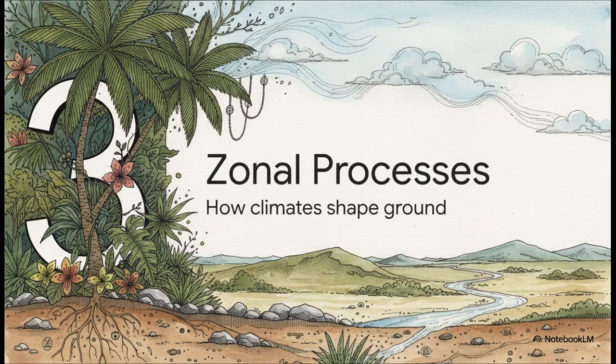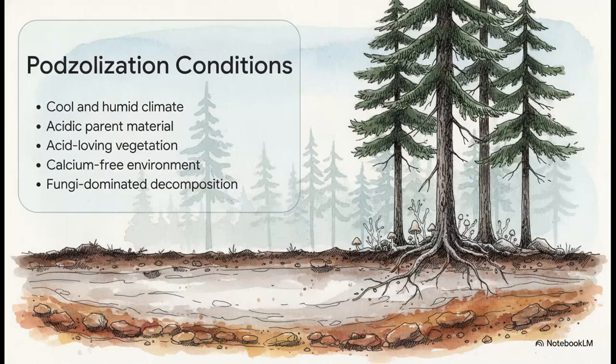Okay, Section 3, zonal processes, climate's impact, how macroclimates shape the ground. With the basic movement understood, let's look at a large-scale zonal process called podzolisation. This term actually comes from the Russian words pod, meaning under, and zola, meaning ash-like. It's an intense leaching process that happens in cool, humid climates, often up at high altitudes. It absolutely thrives under acid-loving vegetation, think pine trees or heath. In this calcium-free environment, where the pH drops below 5.0, fungi completely dominate the decomposition process.